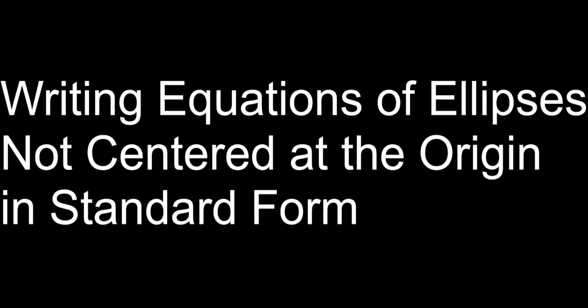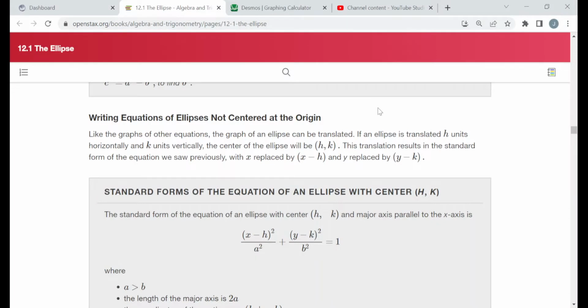Hello everyone. The title of this video is Writing Equations of Ellipses Not Centered at the Origin in Standard Form. In this video I'm going to be going over examples that are taken directly from a free online textbook at openstax.org, in their Algebra and Trigonometry text, section 12.1, called the Ellipse, under the heading Writing Equations of Ellipses Not Centered at the Origin, of course in standard form.